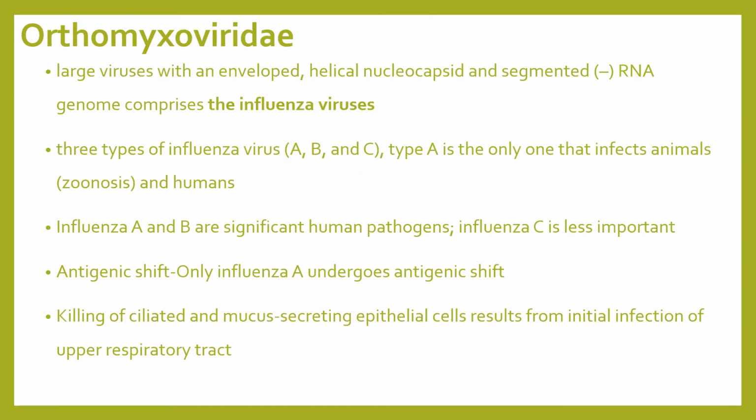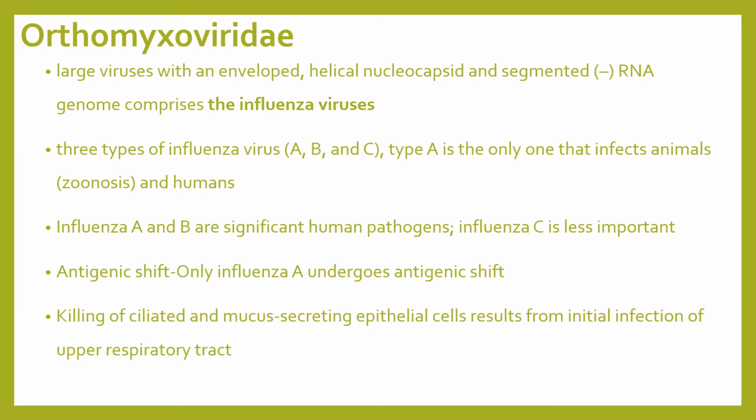Now let's proceed to the Orthomyxoviridae. These are large viruses with an enveloped helical nucleocapsid and a segmented negative-sense RNA genome, and it comprises the influenza viruses. There are three types of influenza virus, A, B, and C, and type A is the one that infects animals and humans. Influenza A and B are significant human pathogens. Influenza C is less important.